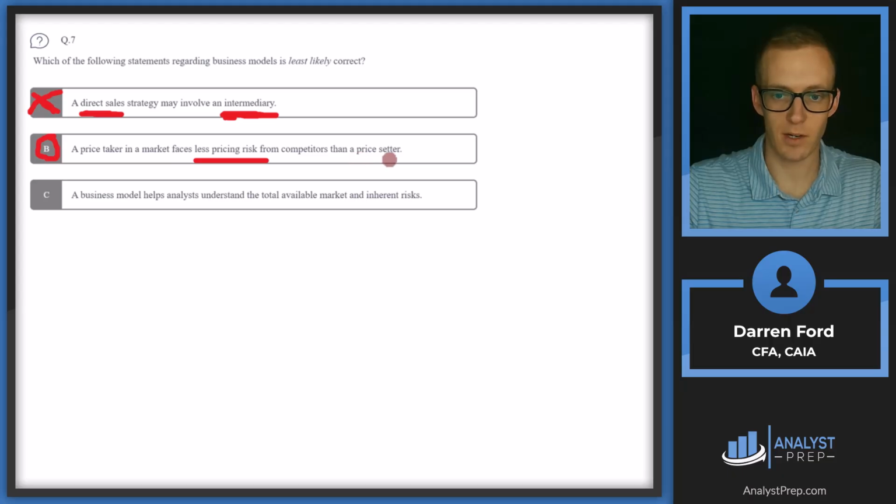If the market is dictating lower prices, then that might cut into their profit margins. Whereas a price setter is going to have a lot more pricing power to move prices up and down based on their costs and what profit they want to make. So they're going to be the ones facing less pricing risk. Let's make sure we can rule out C. A business model helps analysts understand the total available market and inherent risks. This will not be our answer since this is a true statement as well. So we will stick with answer B here.